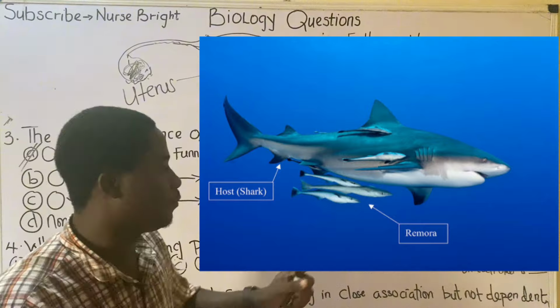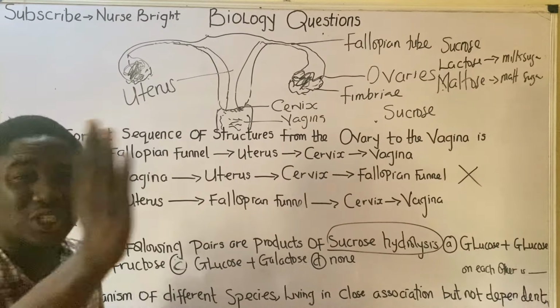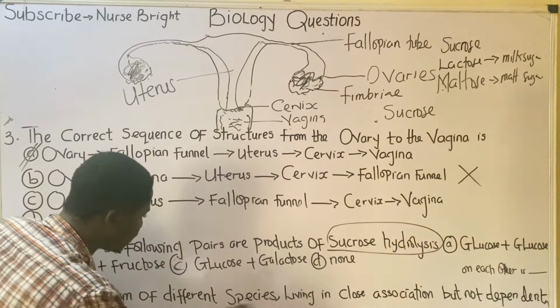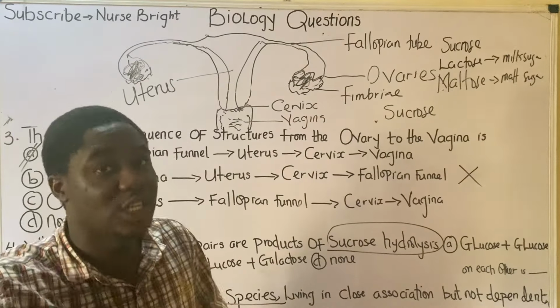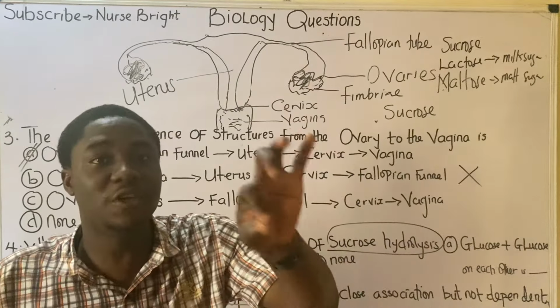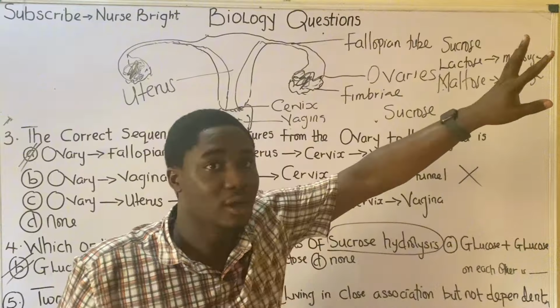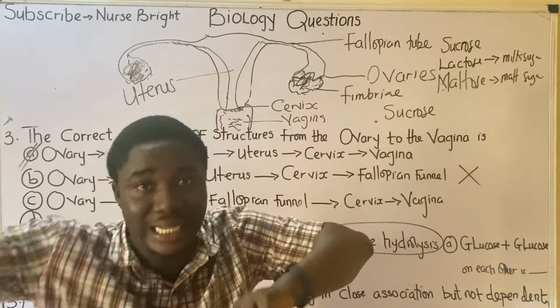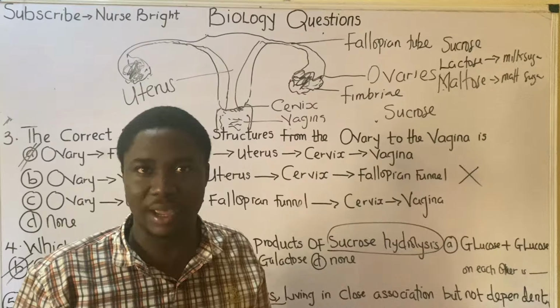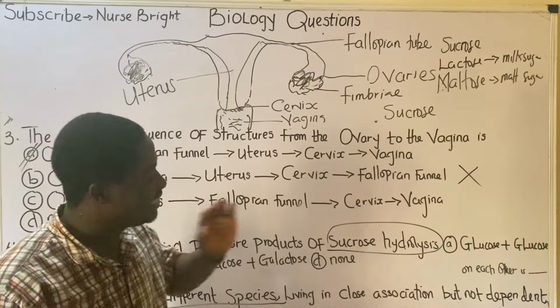So that's the relationship. They are of different species. Shark and remora fish are not of the same species. And both of them are not really dependent on each other, in the sense that the remora fish can also survive via other means, whereby the shark does not even need the remora fish to survive. I don't know if you get my point. So that's how this question is.